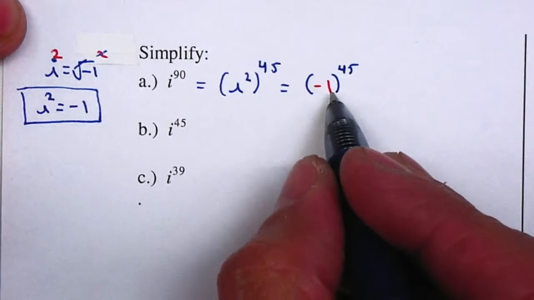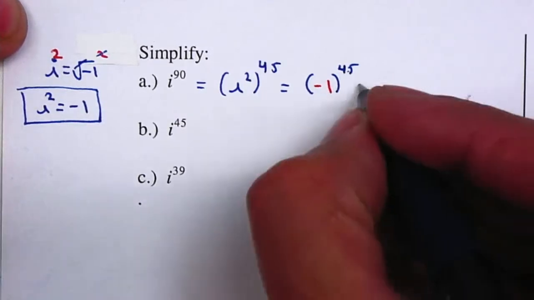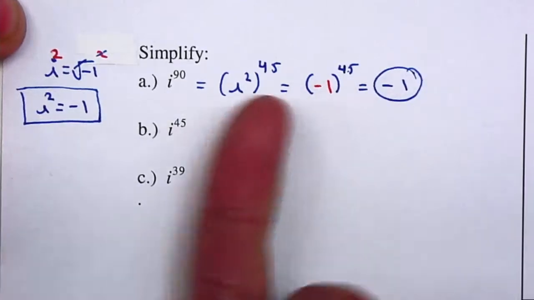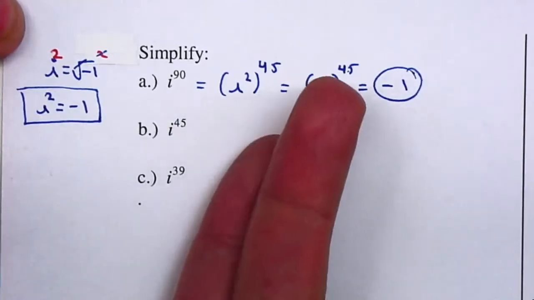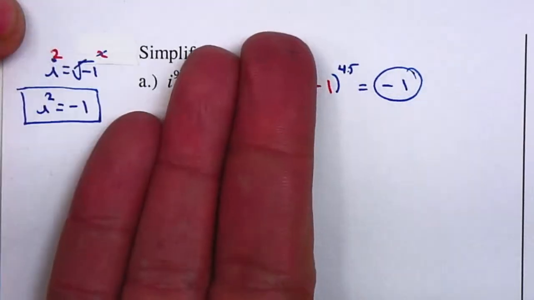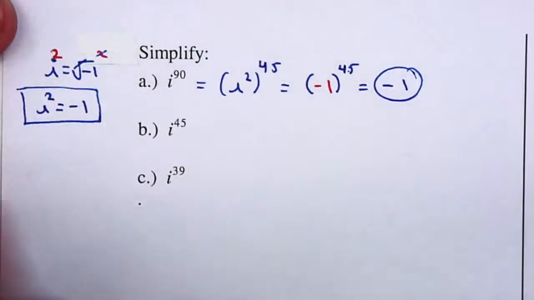As you multiply -1 by itself 45 times, because this is odd, your answer will be -1. And there's no i's left. Remember, -1 times a -1 becomes a positive. And then if you multiply by -1, it's a -1. If it's even, +1. If it's odd, -1.